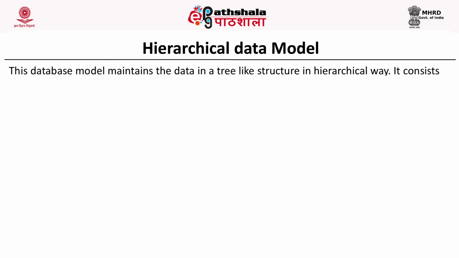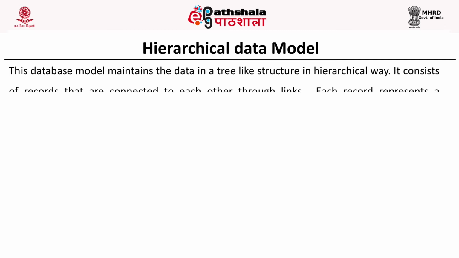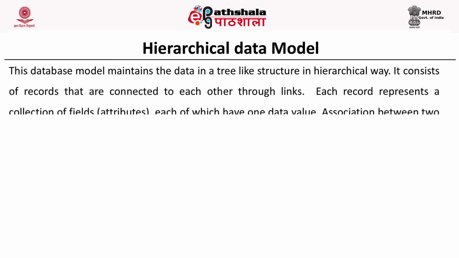This data model maintains the data in a tree-like structure in a hierarchical way. That means it consists of records that are connected to each other through links. Each record represents a collection of fields, that is the attributes, each of which will have only one data value. Association between two records is called a link.